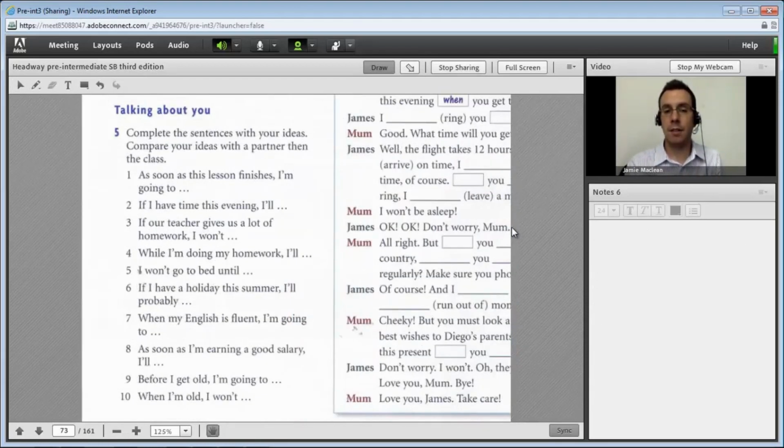Okay, in exercise 5, I'd like you to look at the beginnings of 10 sentences and complete the sentences with your own ideas. After you have done that, I want you to compare your ideas with your partner and also discuss your ideas.